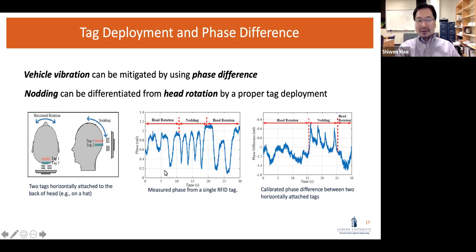his head. From this figure, we plot the phase read from a single tag. From this phase information, we cannot distinguish these two kinds of movements. But if we use the difference of the phase read from these two tags, the phase difference, then for the nodding period we can see four very clear peaks. For the head rotating interval, we don't see those peaks.